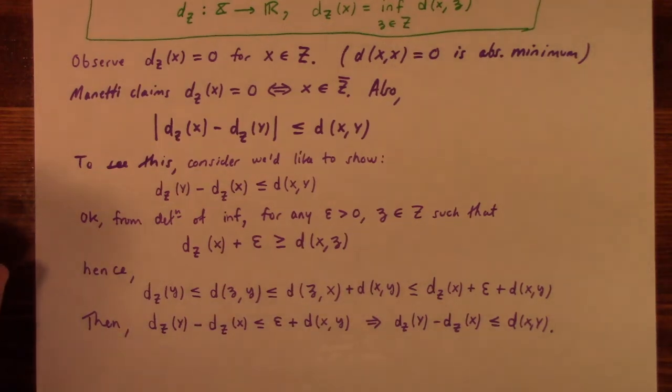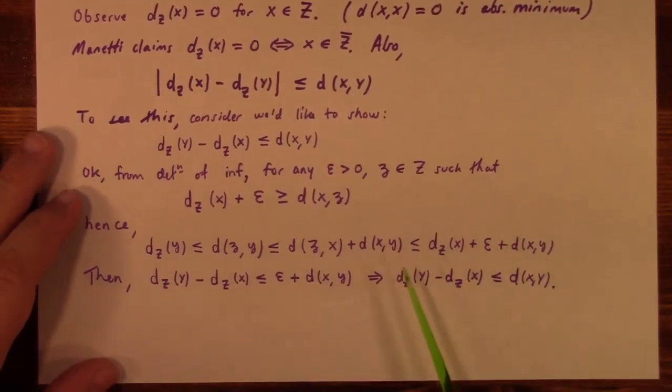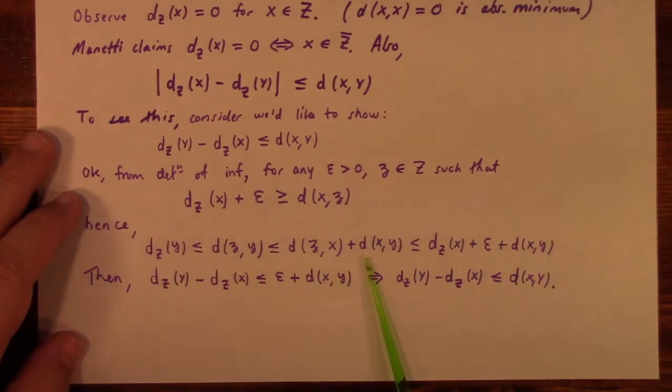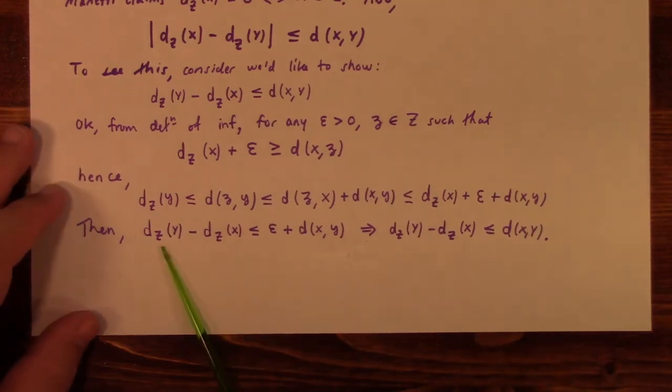Well, for any epsilon greater than 0, you can find a z such that this is holding. Anyway, so then you get this inequality. And then rearranging that, you get the distance from z to y minus the distance from z to x is less than or equal to epsilon plus this. Then he says you let epsilon go to 0, and lo and behold, you've got that the distance from z to y minus the distance from z to x is at most the distance from x to y.